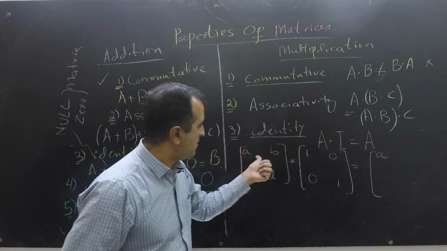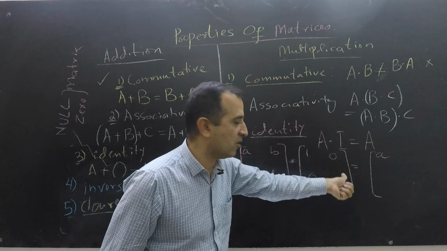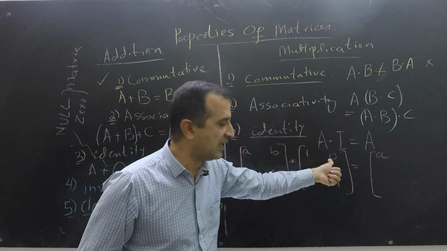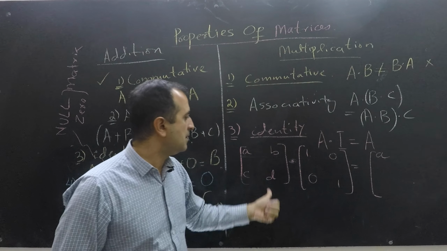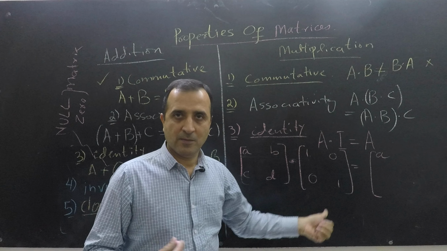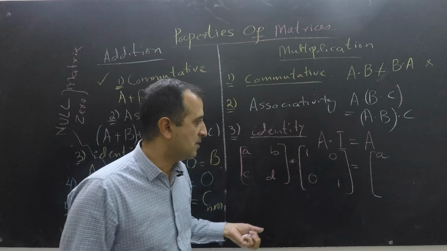Similarly, I take this row and multiply with this column. So I say A with 0, answer will be 0, plus B with 1, B. So 0 plus B is equal to B.